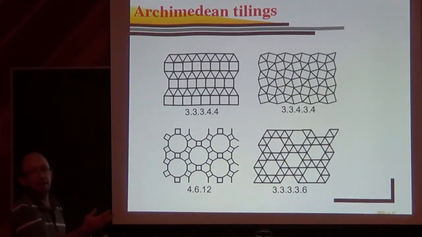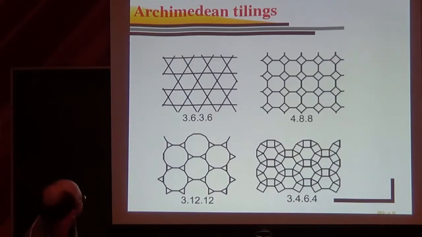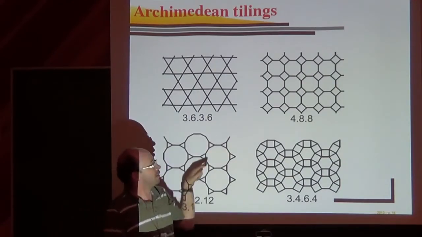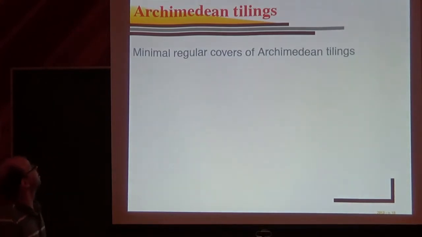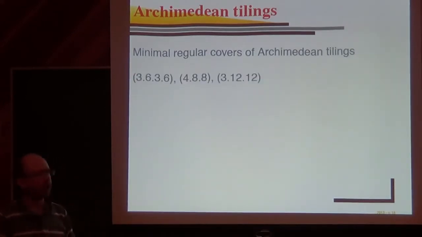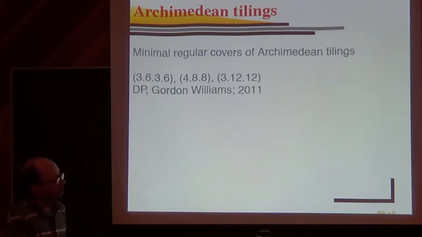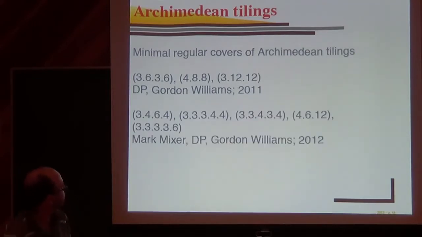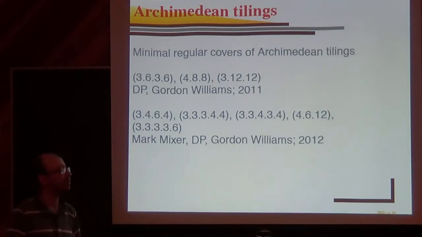The ones in the previous slide look easier to study than these ones, so we did start with this one, which is the easiest, and then this and this, and the remaining ones were scary at the beginning. So that was the idea, to find the minimal regular covers of the Archimedean tilings. And we found them in some way. I will say how. The first 3 were done in 2011, and then the remaining 5 last year. Gordon Williams is not here, but he is a co-author of that paper.